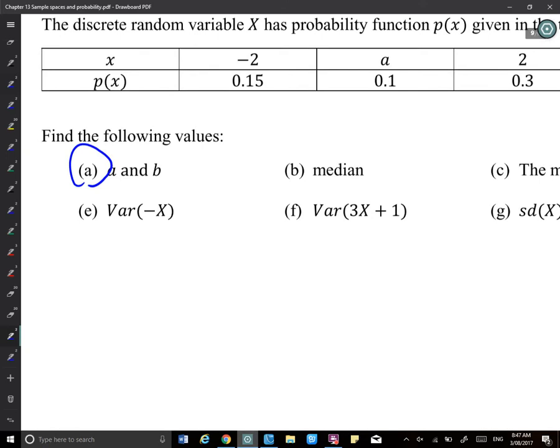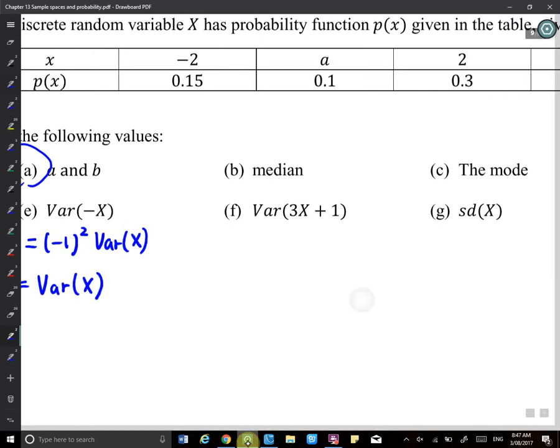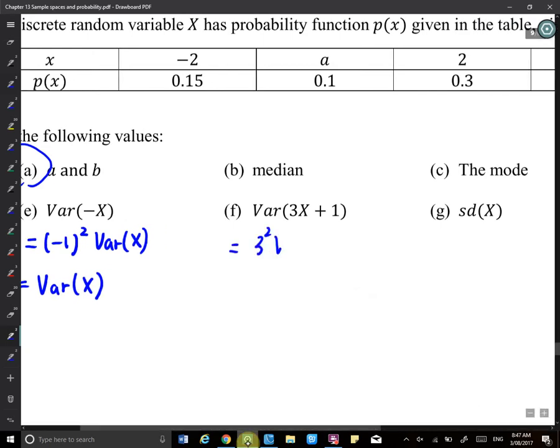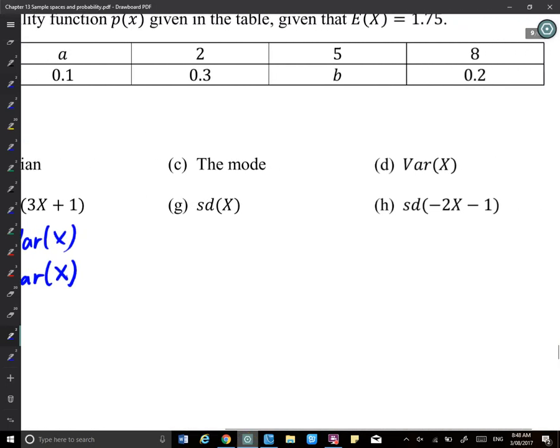I'm not going to calculate the value for you, but I will show you what variance of negative 1 x is. That will equal negative 1 squared times variance of x, which is still equivalent to variance of x. So variance of negative x is the same as variance of x. And we have variance of 3x plus 1, which is 3 squared times variance of x, and that's 9 variance of x. Variance of x you should have found before already, which is D.